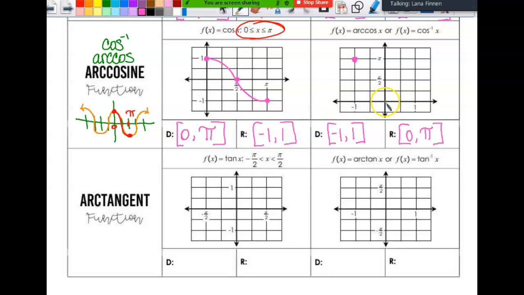And then when is cosine 0? Cosine is 0 at pi halves. And when is cosine 1? Cosine is 1 at 0. So then this is what cosine inverse looks like as a graph.